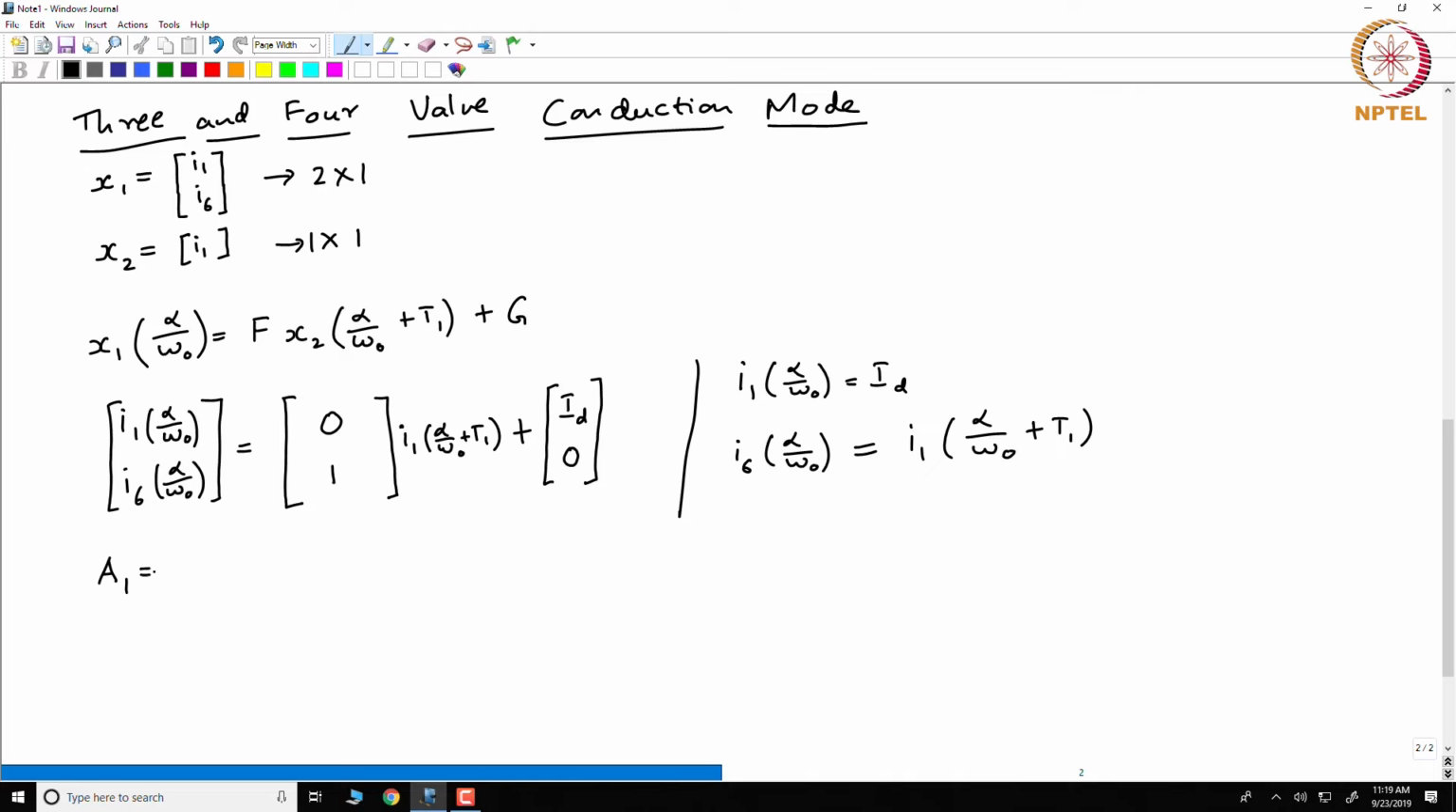What is A1? So first of all, what is the size of A1? It is of size 2 by 2. Okay, if it's difficult to say what is A1, what is U1? That may be easy.